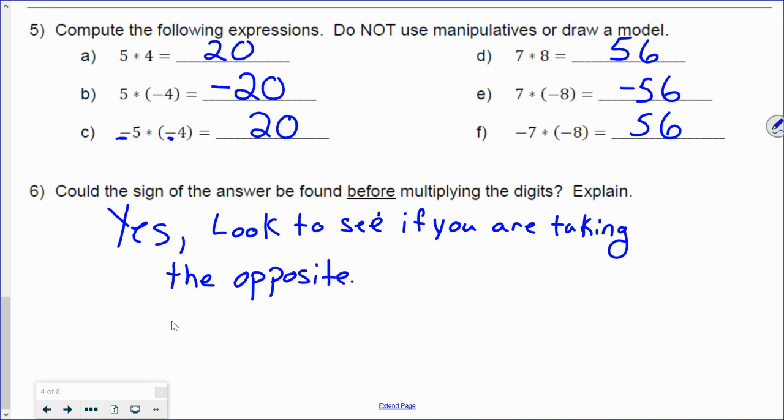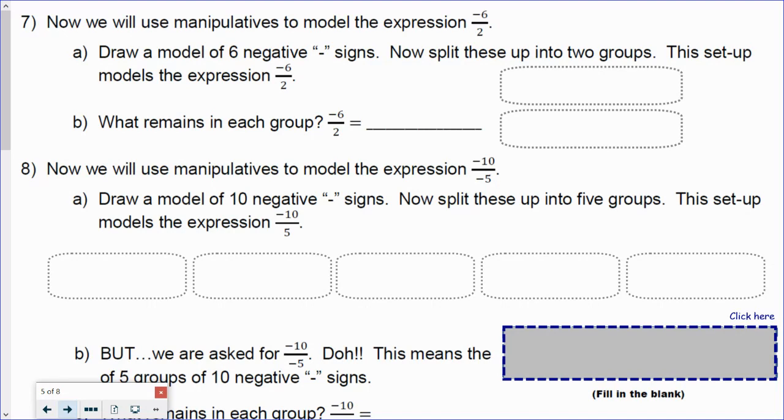Okay, so we want to look to see if we're going to take our opposite. All right, we are going to flip this over and work on our division. Okay, so here you have a fraction of negative 6 over 2. Okay, that just means a negative 6 divided by 2. Okay, so we have to take 6 negatives and split them up into 2 groups.